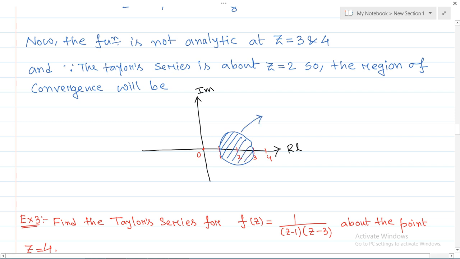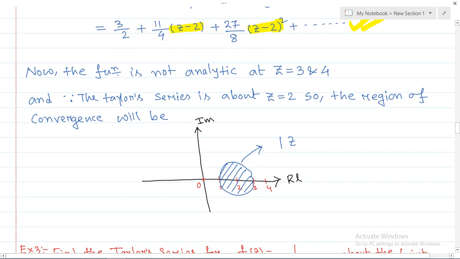So what is this region? That is mod of z minus 2 is less than 1, because the radius is what? The distance from 2 to 1, or 2 to 3, is 1. This distance is 1. So we have taken this region, mod of z minus 2 less than 1. So in this region the Taylor series can exist.